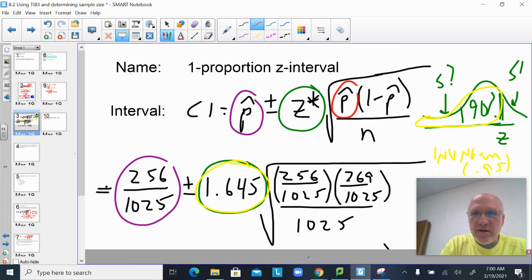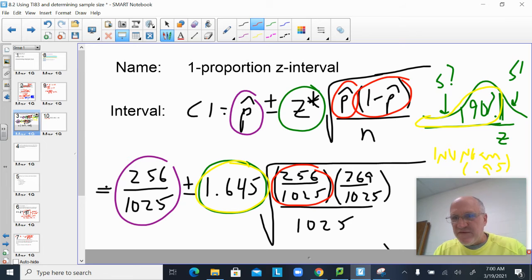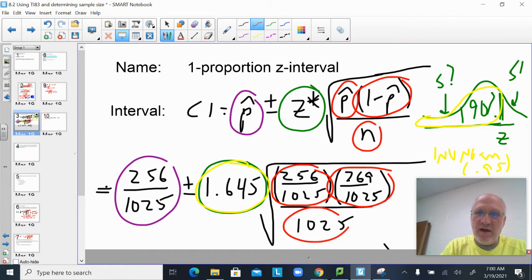My p hat is still just 256 out of 1025. My 1 minus p hat is just the rest of it, the other 769 out of 1025. And n is my sample size, 1025.